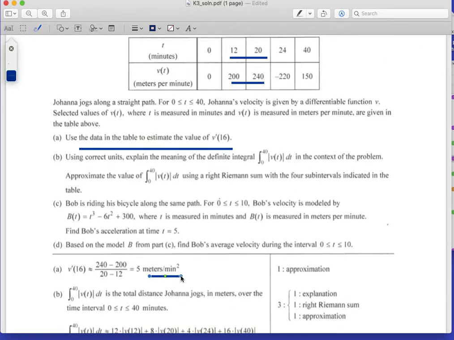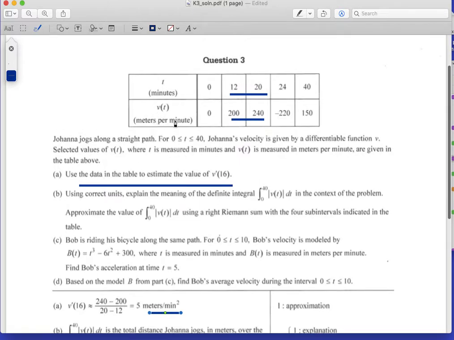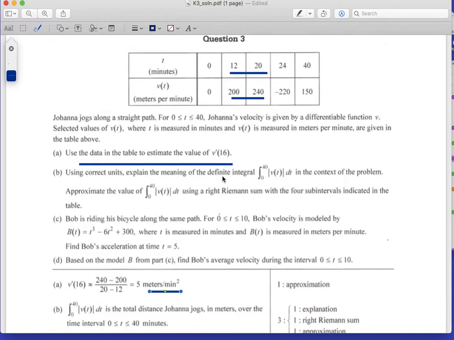What about the units? Well, v is in meters per minute. And so we're taking meters per minute, the rise, divided by minutes. That's meters per minute squared, or meters per second squared. It doesn't look like units were worth a point there, but it's worth thinking about. Part B, though, starts off by saying, using correct units, explain the meaning of this definite integral.